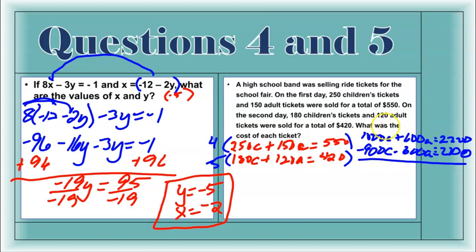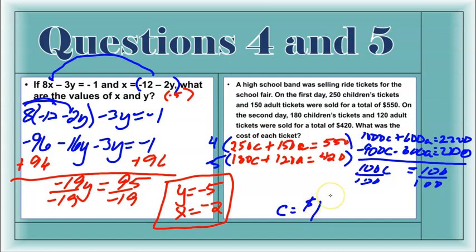Now I combine like terms, that gives me 100C equaling 100. To get C by itself, I'm going to divide by 100. That means each child's ticket is $1.